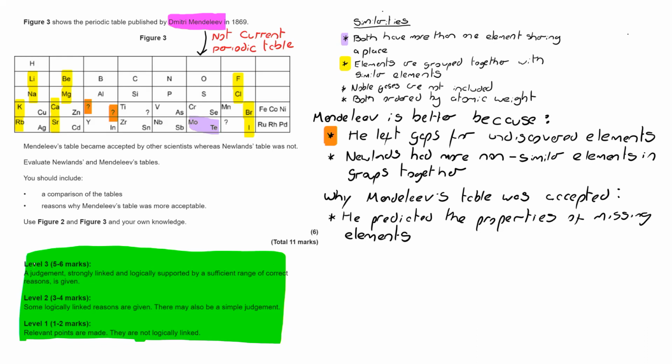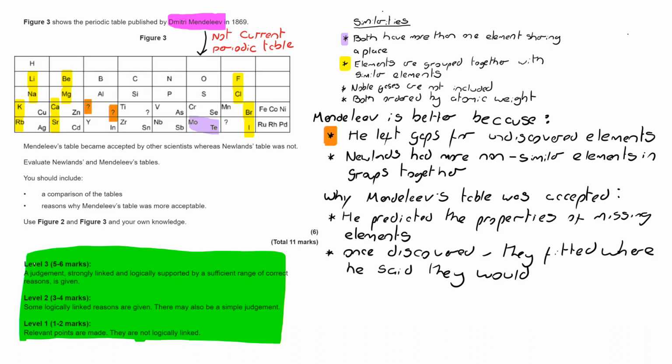This is what its melting point will be. This is what its density will be, etc. And when it was discovered, everything he said was correct. So that gave people confidence that he had come up with a working table. And as I've said, I've sort of alluded to this already, but once those elements had been discovered, they fitted where he said they would.